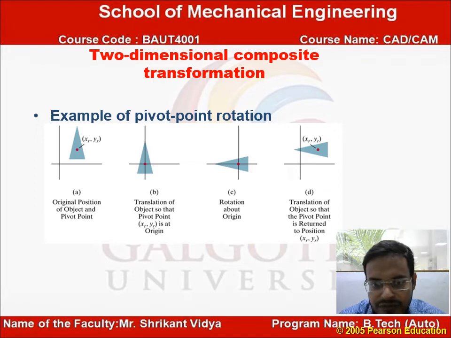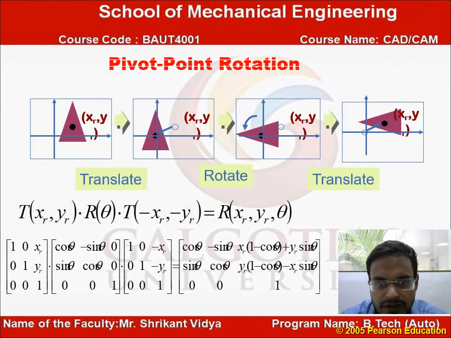Complete translation also. You can see translation, then rotation, then translation. So first you are moving the point to the origin by translating it, then rotating about the origin, and again translating back to the original point. So these are the common features and these are the common matrices we are using.